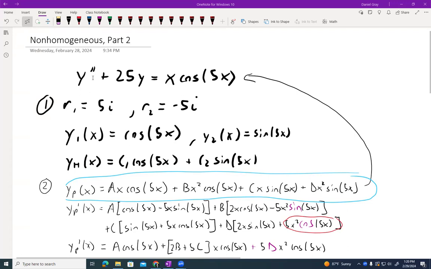Now, in the first part of the video, we had y double prime plus 25y equals x cosine of 5x. And what we did was we found the solution to the homogeneous version of that, right? That's always step one, where we let y double prime plus 25y equal 0. We found the characteristic equation. We found the roots of the characteristic equation. We saw they were complex, right? So we got solutions y1 of x equals cosine of 5x and y2 of x equals sine of 5x. And so we found our general homogeneous solution. So that was all from part one of the video.